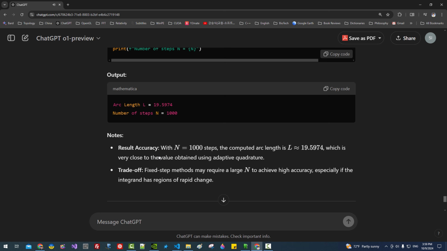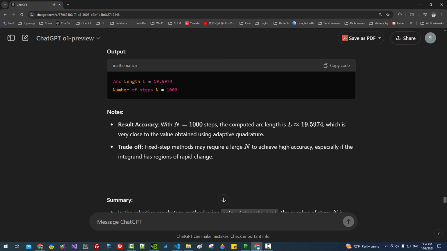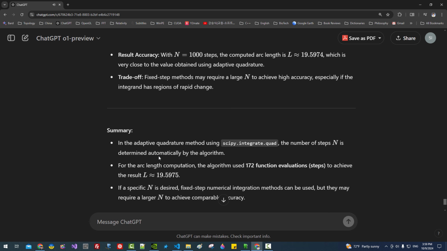Notes. Result accuracy. With n equals 1000 steps, the computed arc length is L approx 19.5974, which is very close to the value obtained using adaptive quadrature. Trade-off. Fixed step methods may require a large n to achieve high accuracy, especially if the integrand has regions of rapid change.